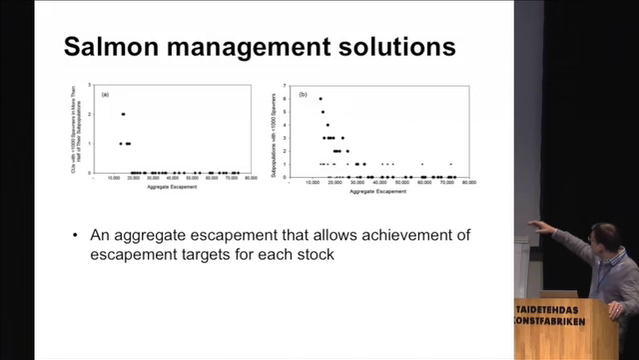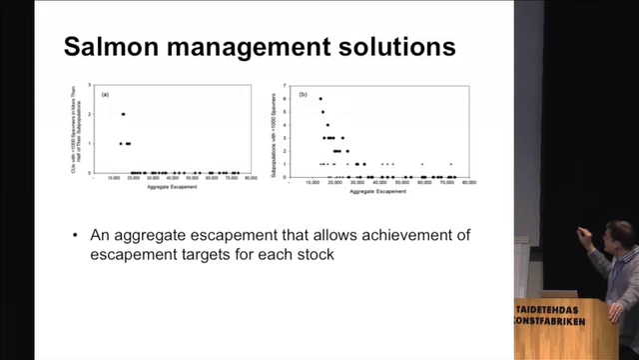So you can see that you want to be on the zero line there. In order to meet your first stock-specific target, you want an aggregate escapement of 20,000 or higher fish. In order to meet your second stock-specific target, you want to have an aggregate escapement of 40,000 or more. And there's a way to manage your stock-specific targets with an aggregate escapement target.